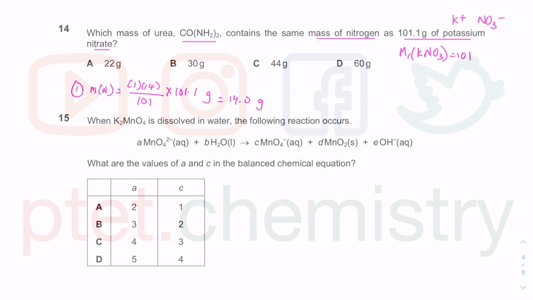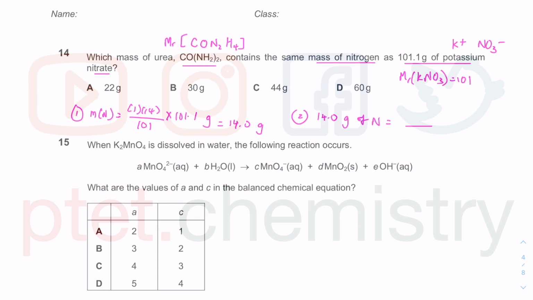So now, what mass of urea will contain the same mass of nitrogen? So I want 14.0 gram of nitrogen, and that means I need the Mr of urea. So that will be 1 carbon, 1 oxygen, 2 nitrogen, and 4 hydrogen, because I have just expanded this. So 12 plus 16 plus 14 times 2 plus 1 times 4, that gave me 60. So I have 2 nitrogen atoms out of the 60. So 2 nitrogen atoms, 2 times 14 out of the 60.